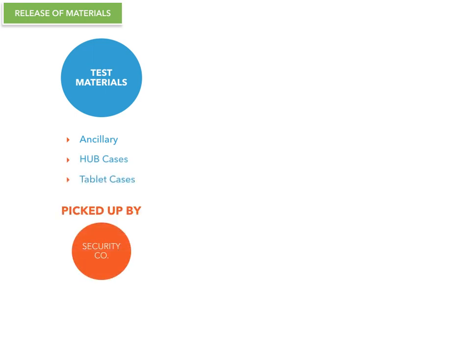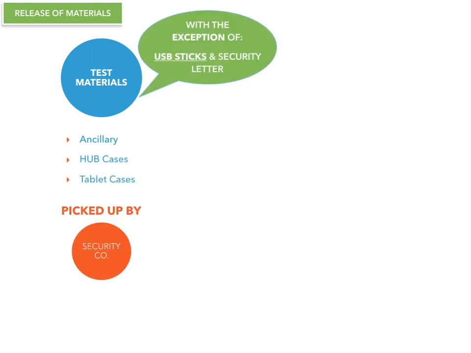Once all test materials have been packaged and we have verified that we've received the necessary package photos, the ancillary materials box, hub cases, and tablet cases will be picked up by the security company. The test day USB stick boxes must stay in the center supervisor's possession and not be sent with the security personnel. The CS will also hold on to the security letter.